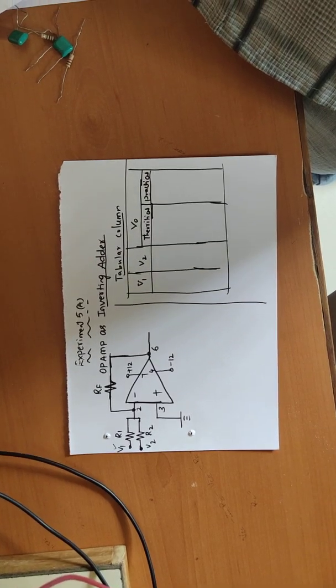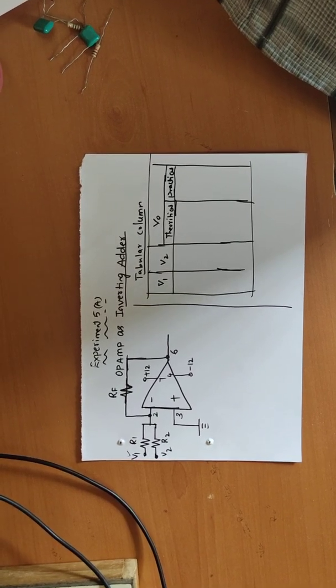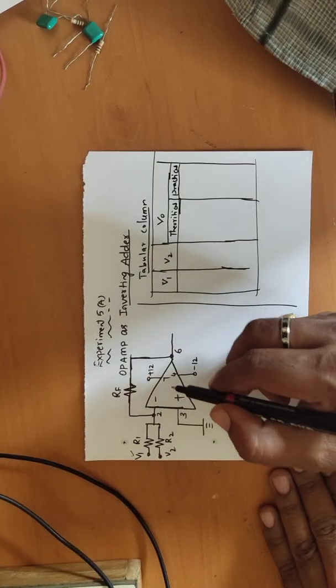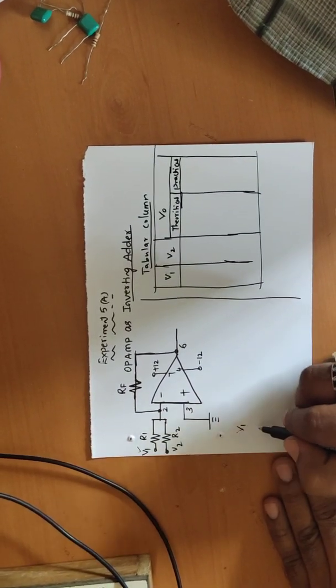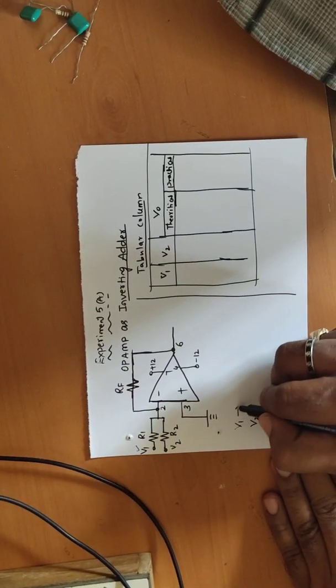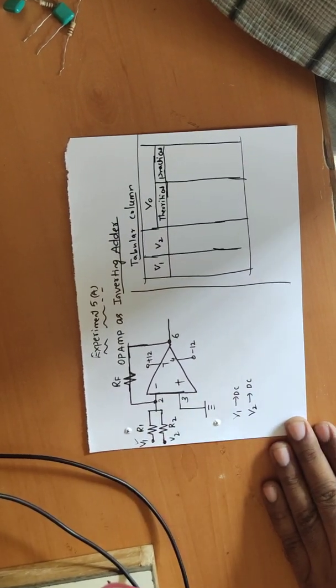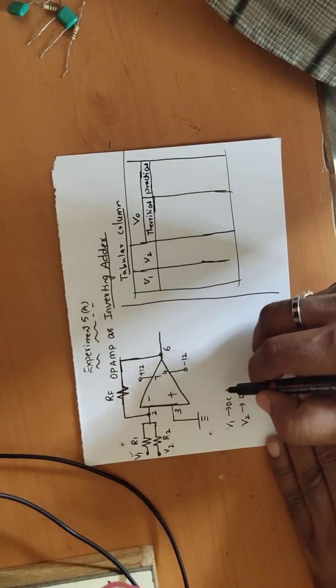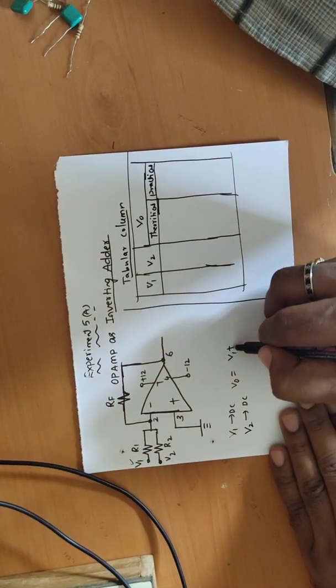In this lecture video, we are going to demonstrate the experiment which is op-amp as inverting adder. We are going to demonstrate this experiment by considering two external input signals V1 and V2. We are considering these two as DC input signals. So V1 also DC, V2 also DC. So now the sum of these two voltages is Vout equal to V1 plus V2.